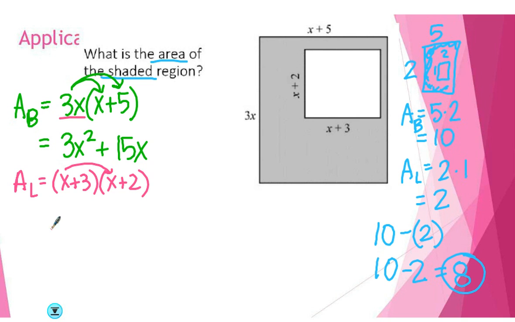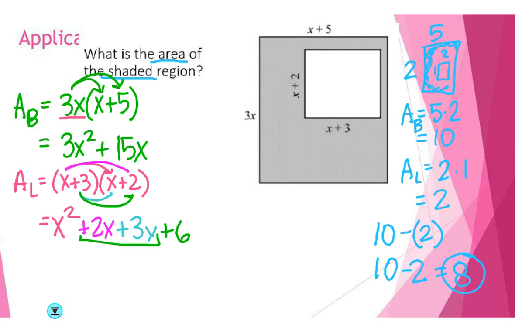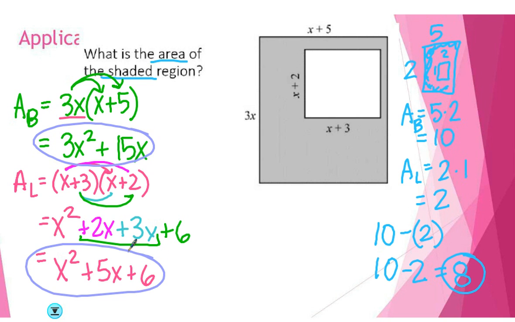x times x, we get x squared. x times 2 is positive 2x. 3 times x is positive 3x. 3 times 2 is positive 6. Combine like terms. And I get that my area equals x squared plus 5x plus 6. So just like we did in our other example, I'm going to take the area of the big one, and I'm going to subtract the area of the little one. So it's going to look a little ugly for a second.